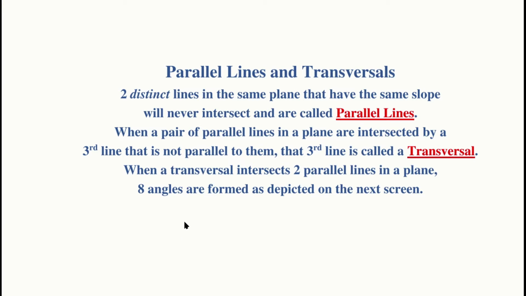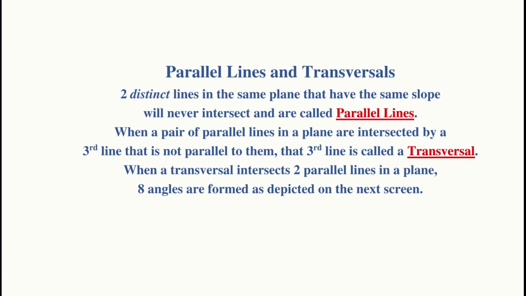If we're talking about basically different copies of the same kind of line with the same equation. But here we're going to be looking only at distinct lines, meaning different lines. Remember, distinct in mathematics means different. And we're going to see what happens when a line intersects both of them, all right? So that kind of a line which intersects a pair of parallel lines is called a transversal. And what happens is 8 angles are formed.